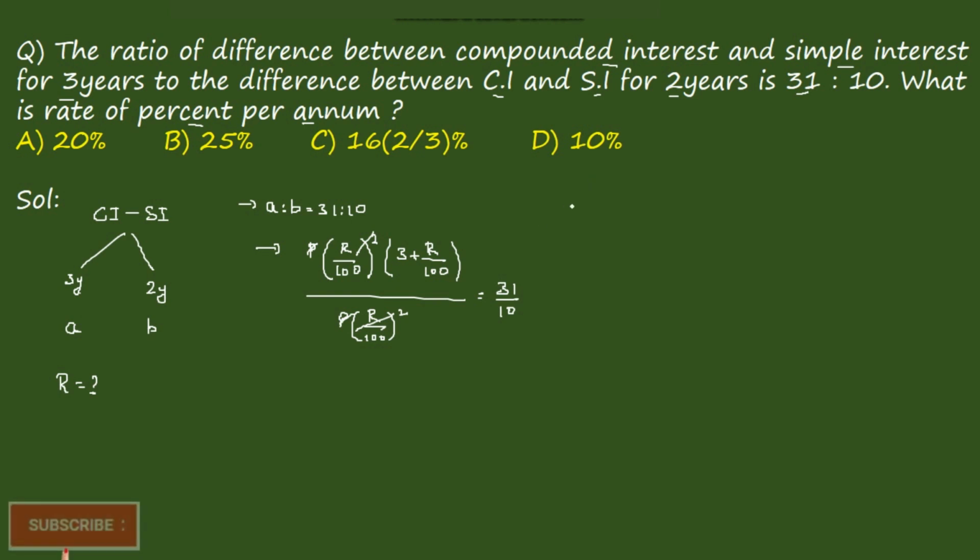So the squares get cancelled, P gets cancelled. We get 3 plus R by 100 is equal to 31 by 10. So R by 100 is equal to 31 by 10 minus 3, which is equal to (31 minus 30) by 10, which is equal to 1 by 10. This 0 and this 0 get cancelled. So R is equal to 10 percent. So the answer is option D.